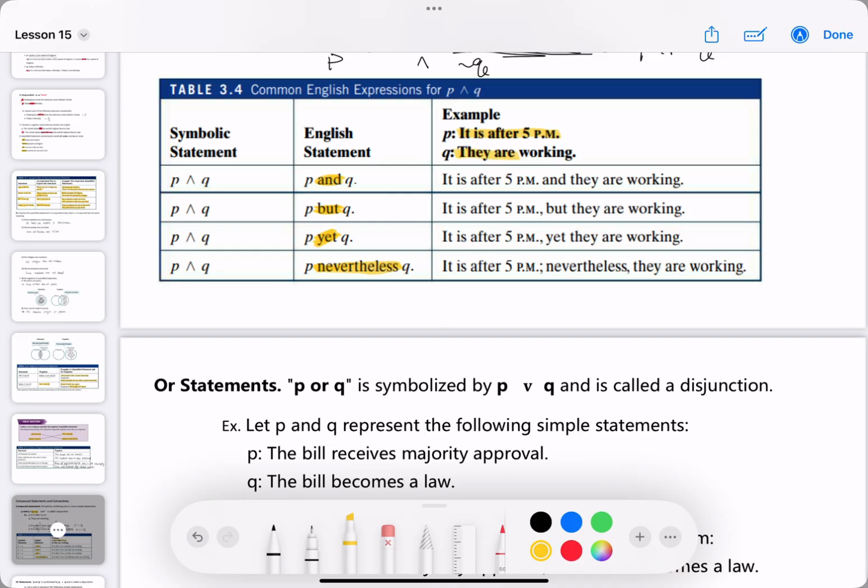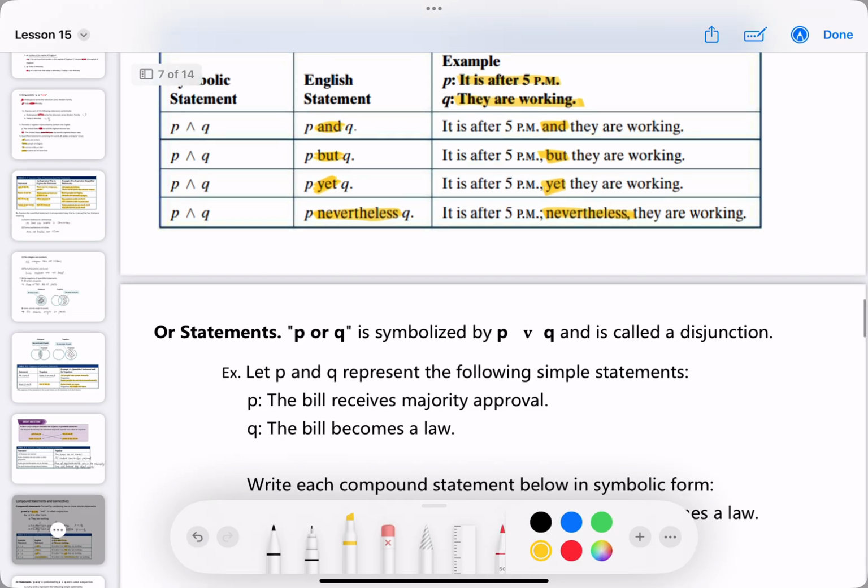The Q statement is they are working. If I have a P and Q, I can say it is after 5 p.m. and they are working. Or we say, but they are working. Yet they are working. Nevertheless, they are working. They all represent the conjunction.